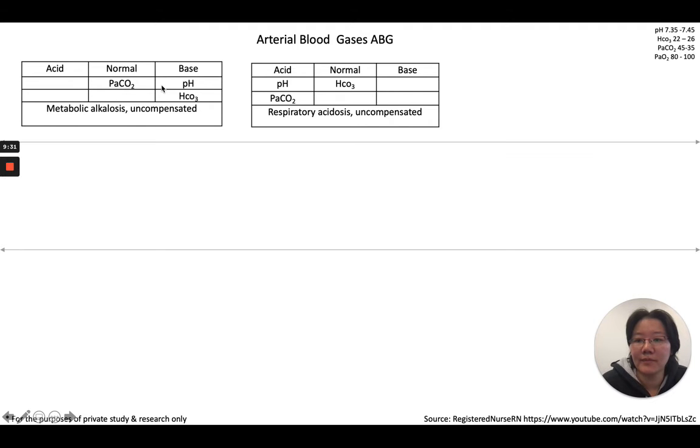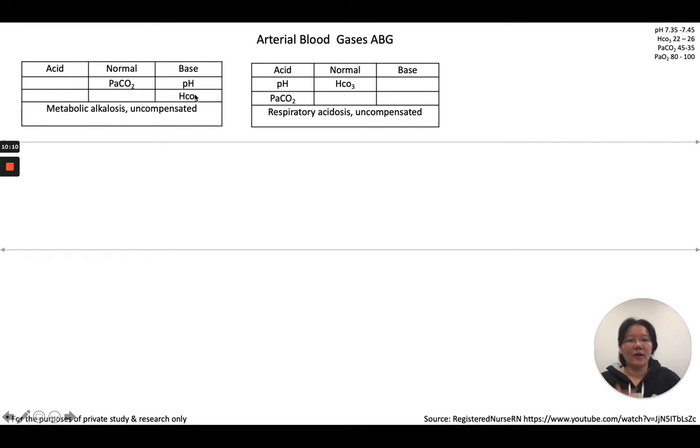So when they give you a question, if pH is in the base and HCO3 is on the base too, then it is metabolic, because HCO3 has to do with metabolic, not respiratory. So metabolic base, so alkalosis. And then uncompensated, because PaCO2 is normal. It's not doing anything to help with HCO3.